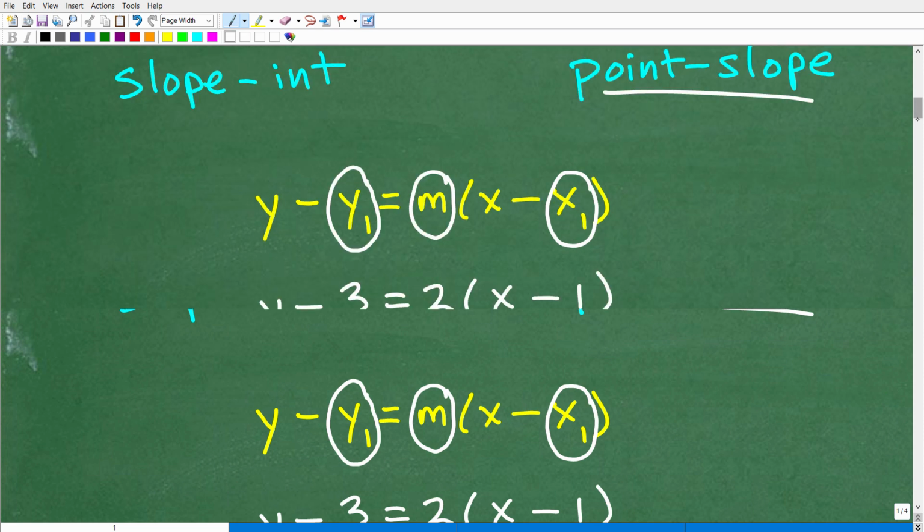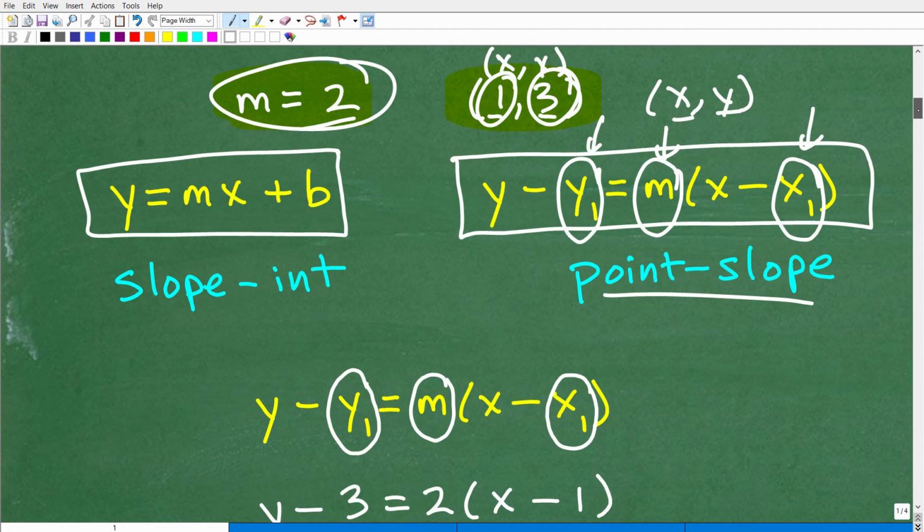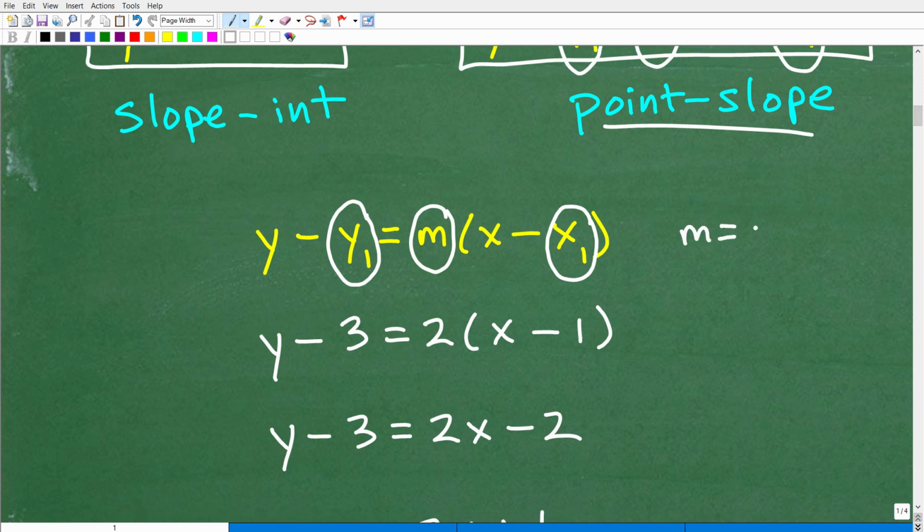So let's go ahead and do that now. Okay, so again, recall, let me actually write that down here. m is equal to 2, our point is 1, 3, and we're talking about the coordinate 1, 3.